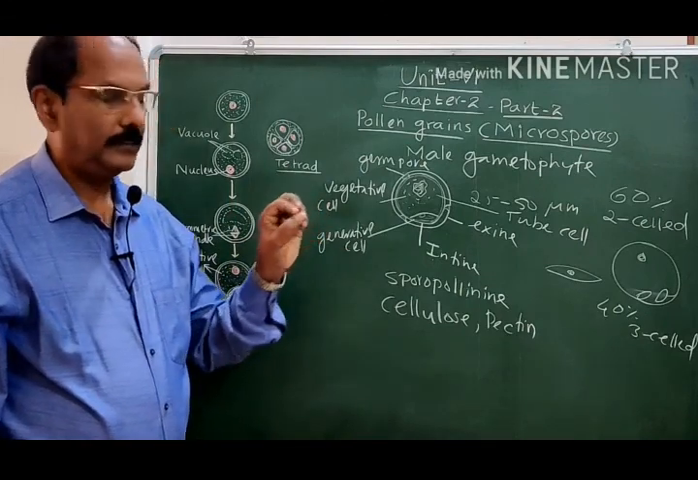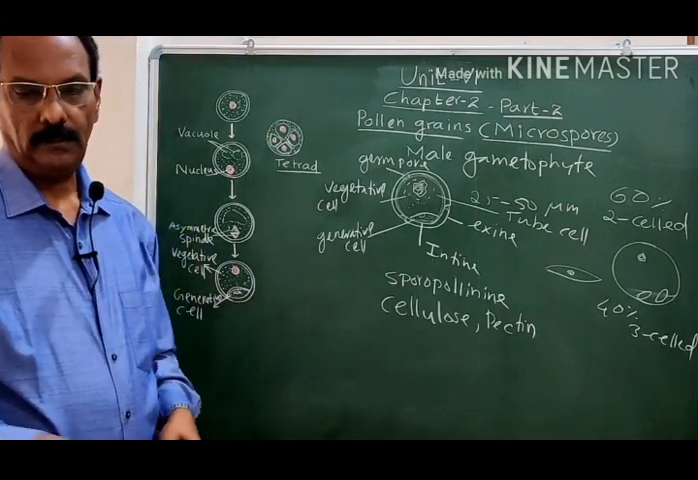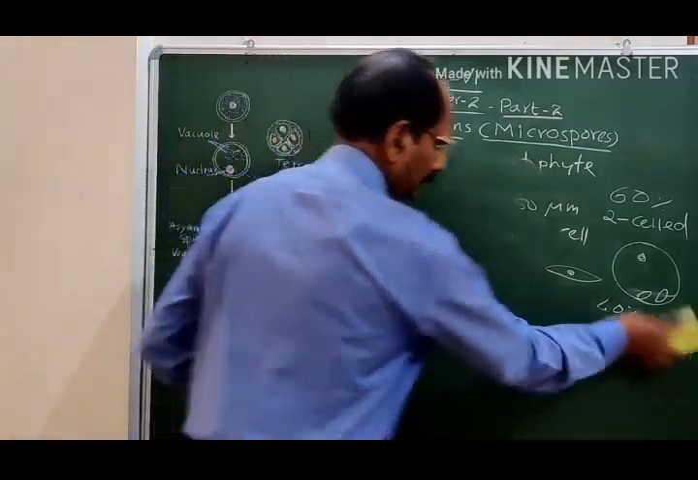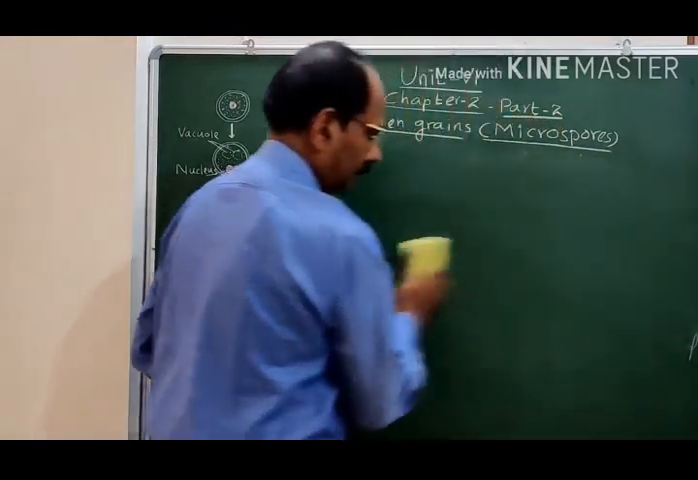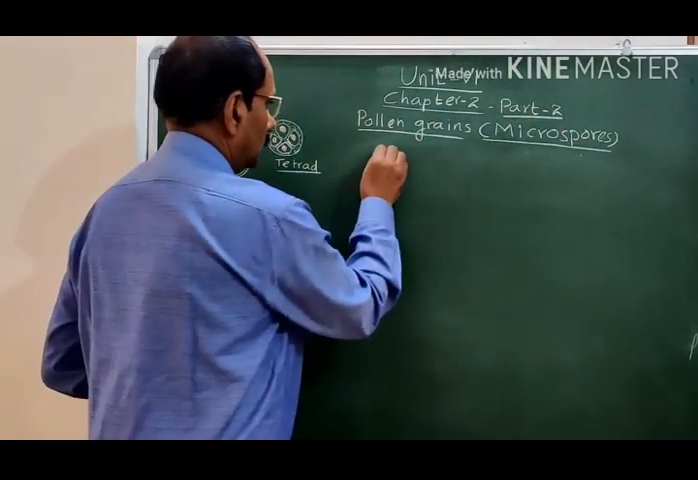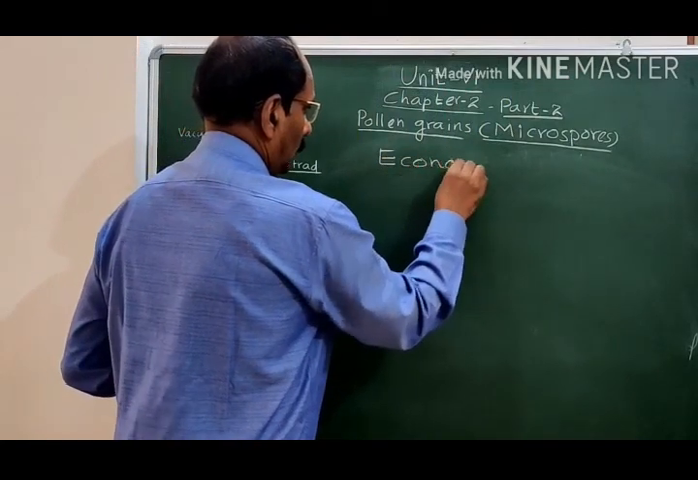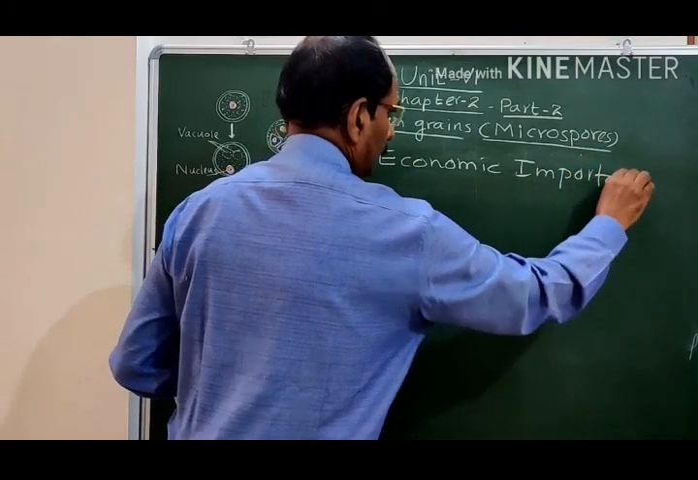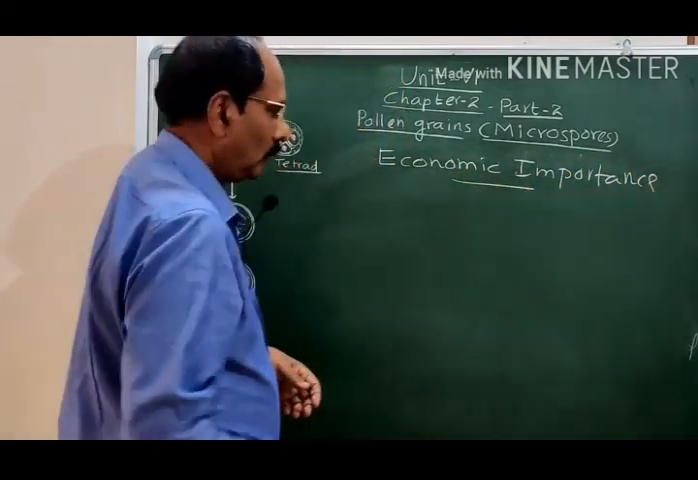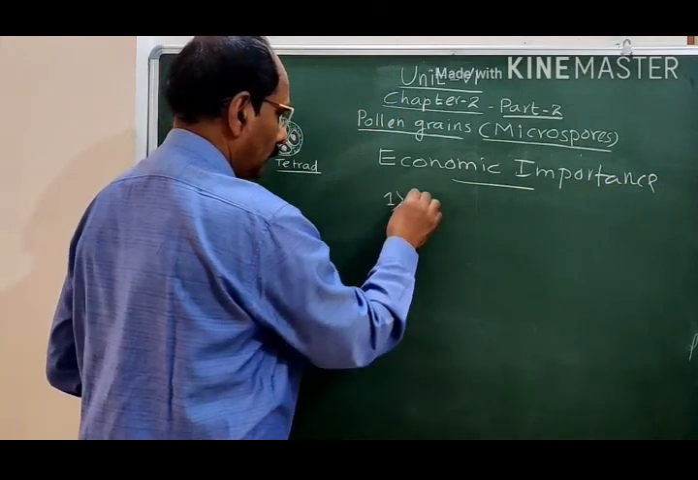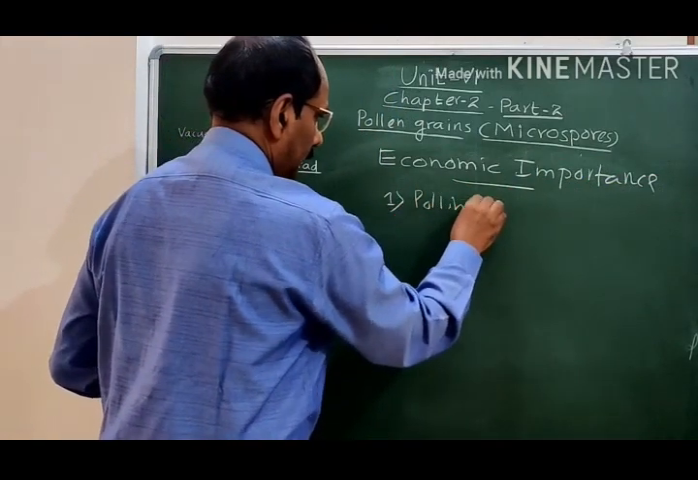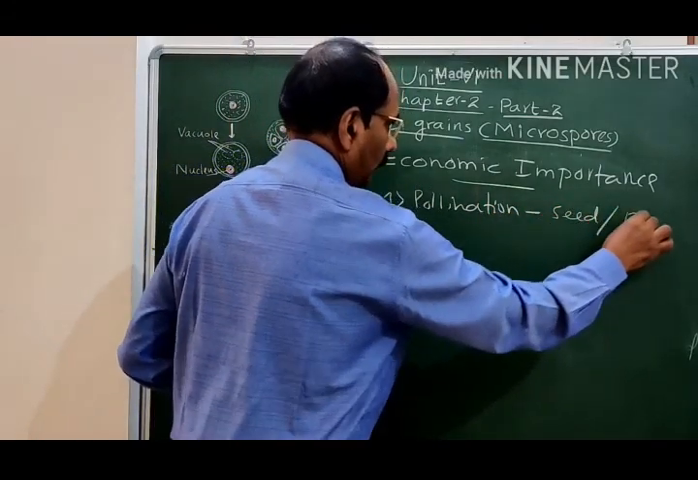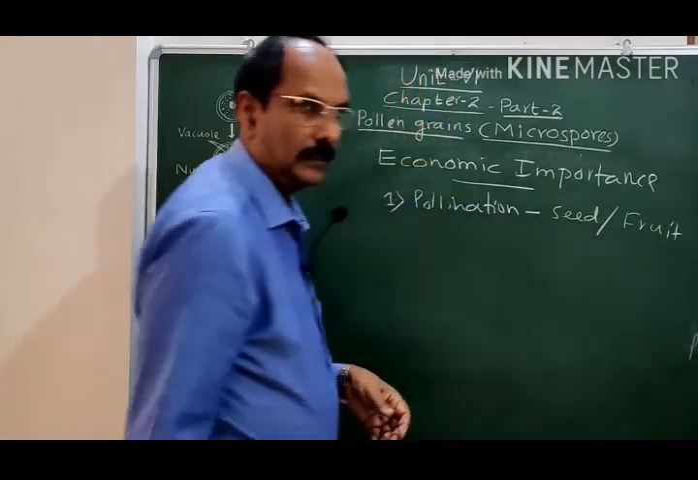Then, what is the significance, the economic importance of the pollen grains? Pollen grains have economic importance. One economic importance is that they help in pollination. After the pollination, fertilization takes place and seed and fruit will form. That is one economic importance, and that is related to the plant.